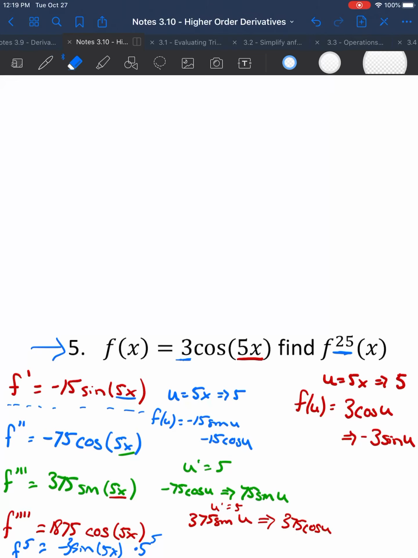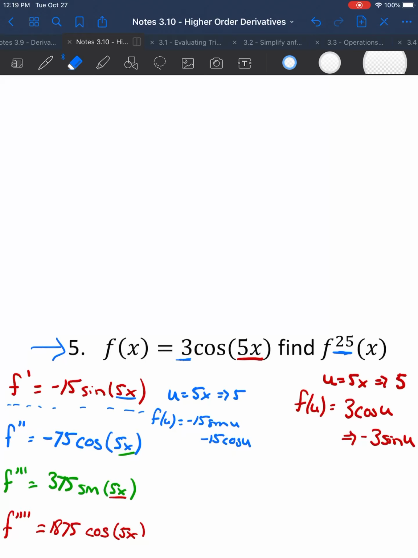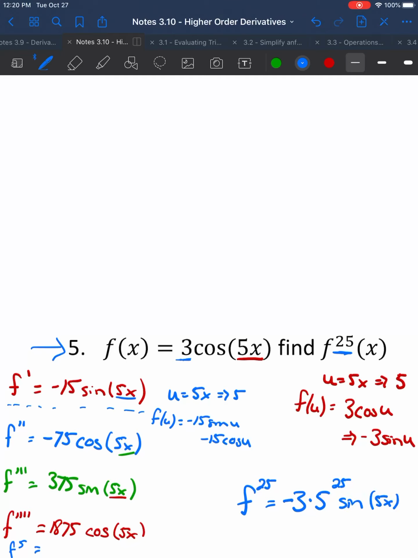So let's use that same logic for the 25th. I'm going to kind of get rid of all this jumbled mess. Okay, so the 25th derivative. I know I have to have a 3 because 3 was already in front of there. 5 to the, how many powers am I going to? The 25th. We said that the fifth derivative would line up with the first, so what do you think the 25th will line up with? Also the first, which is a negative, so I know I need a negative sine 5x.